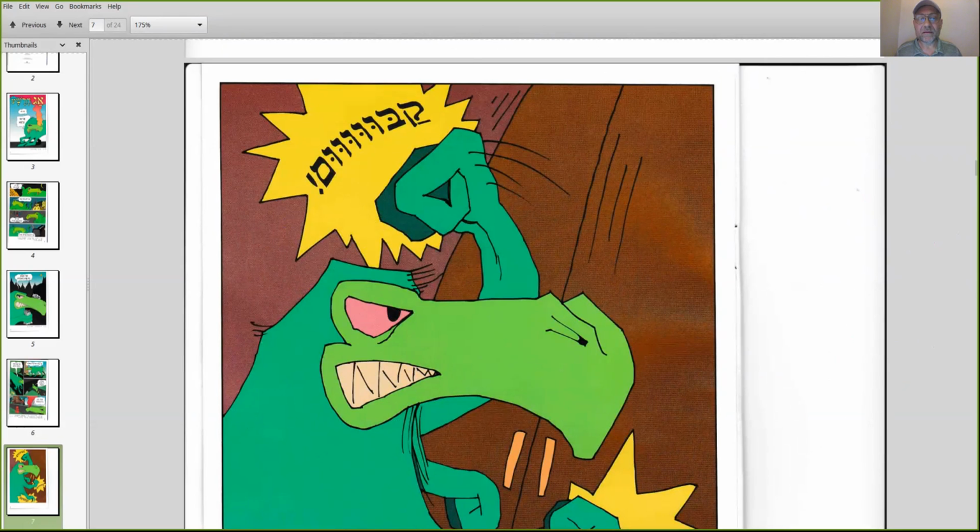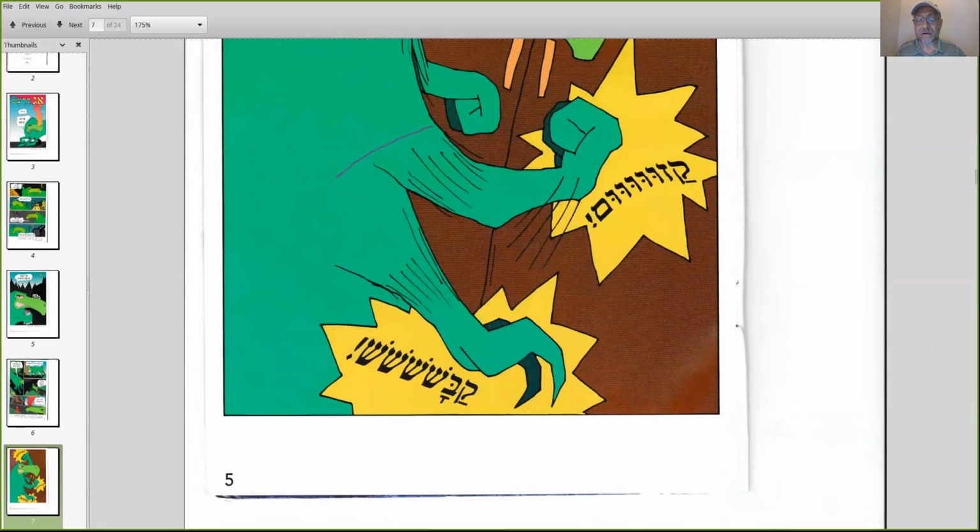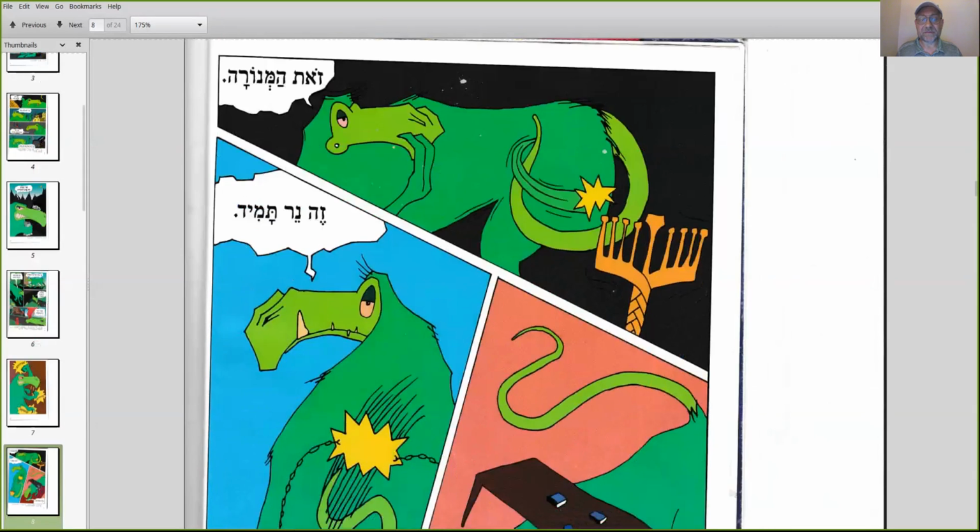Kaboom. There it is. Kaboom. Kazoom. Kabosh. Okay. Let's see what else he's up to. Okay, so now here he is. He has made it through the door to the house of prayer or the temple or your home, wherever you worship and you commune and you pray together. And let's see what he has to say.